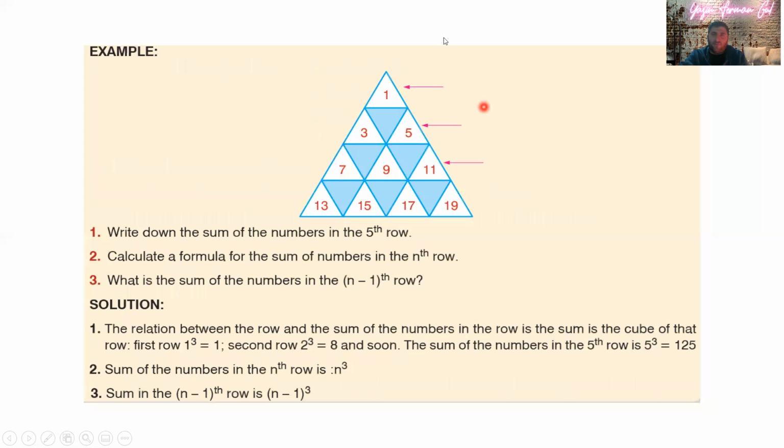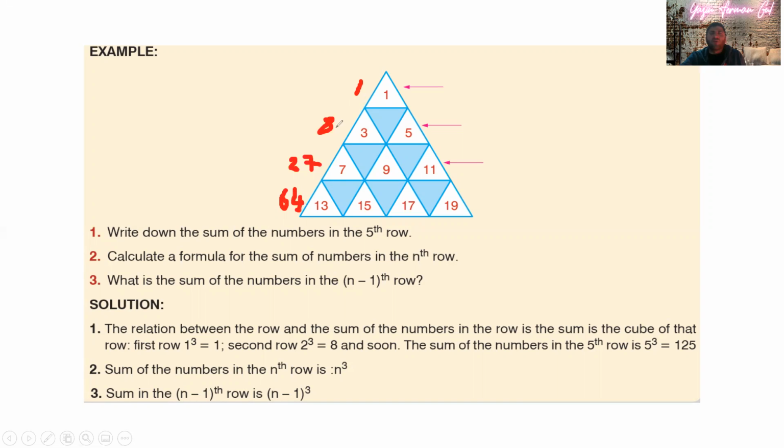The next one, okay. Now this one here. Write down the sum of the numbers in the fifth row. Let's look at what's happening in the rows. Right, in this row here, I look at these numbers, how they're increasing. 5 plus 3 is, guys, 8. This 11 plus 9, 20. This 27. Okay. 13 plus 15, 28. Plus 17 is 45. Plus 19 is 64.